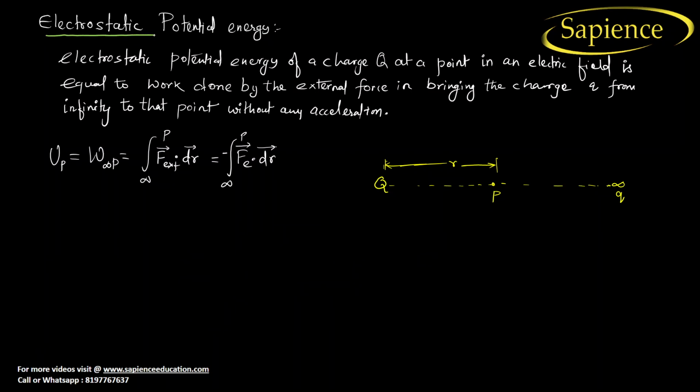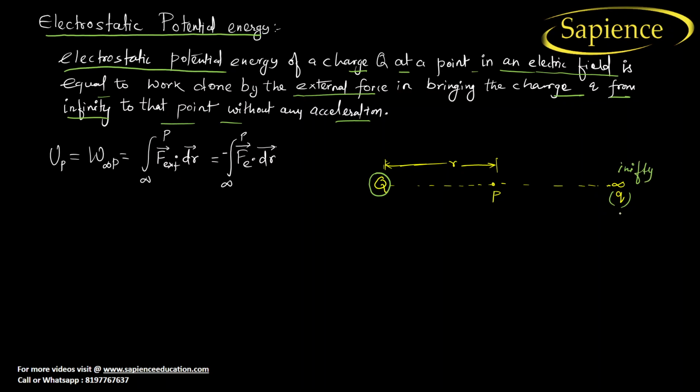Here, what happens? Electrostatic potential energy of a charge q at a point in an electric field is equal to the work done by an external force in bringing the charge q from infinity to that point without acceleration. Now see here. Suppose there is a charge Q placed and there is another small charge placed at infinity. Now no force is there, right?